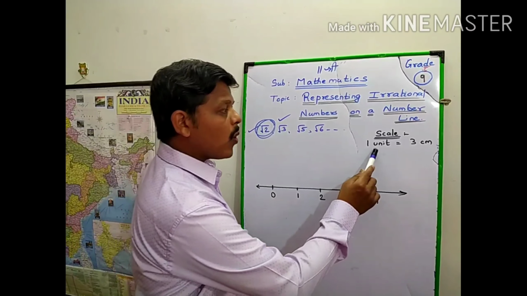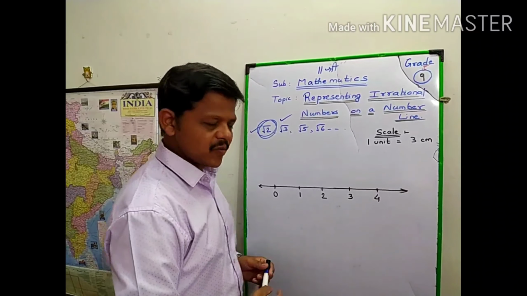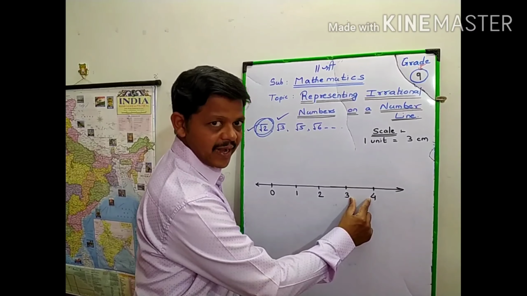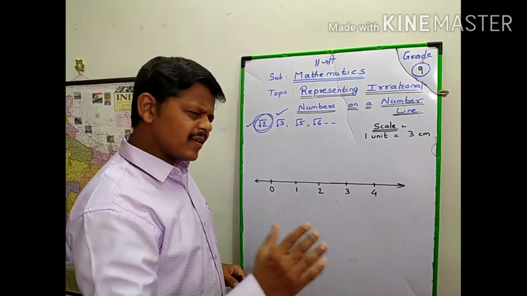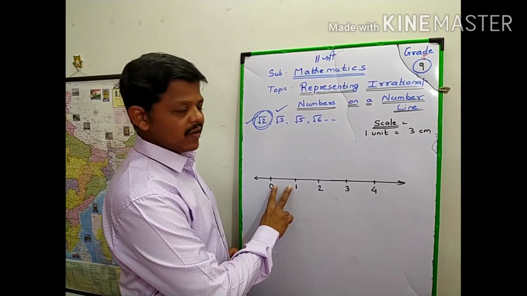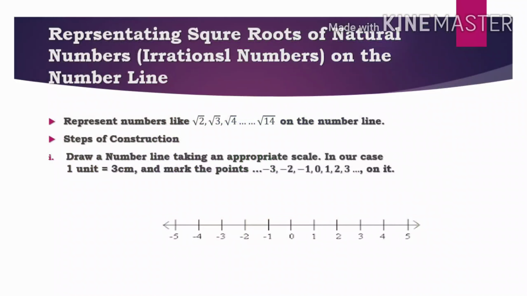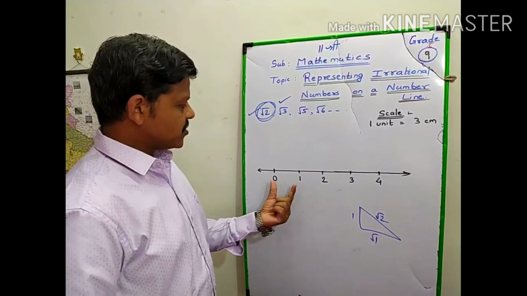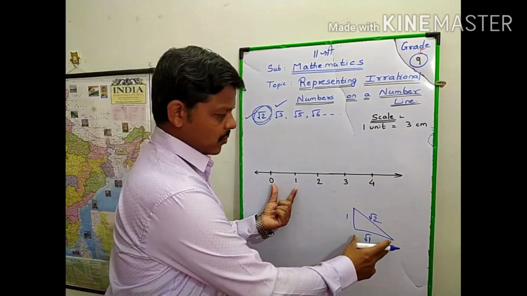So 1 unit is equal to 3 centimeters. Means this is 3 centimeters, 3 centimeters, 3 centimeters, 3 centimeters, right? Like on our graph we used to take. Similarly, so this is 1 unit. We'll consider this as 1. Okay. Now, very quickly I'll draw over here. We had said like that, root 1 and 1 will give us root 2. So this is 1. Correct? So this is our 1.